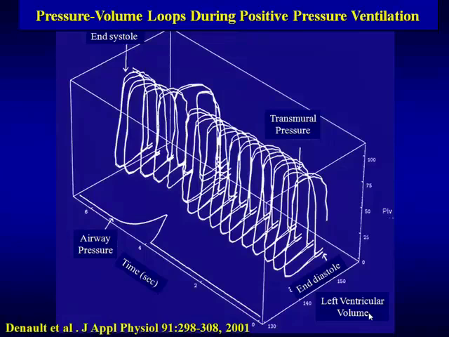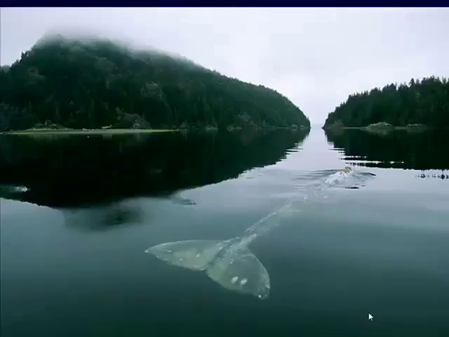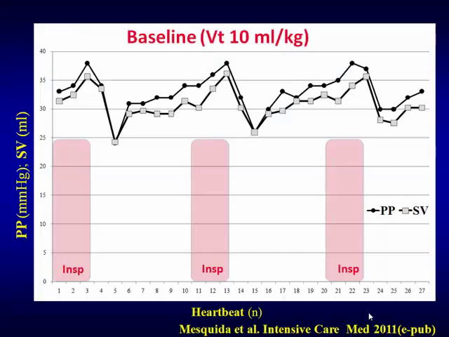So André Denault, when he was here, looked at the pressure volume loops of the left ventricle and showed that during positive pressure breathing, look at how it collapses down the left ventricle. One can think of it like a whale moving through a sound. With positive pressure breathing, the volume of the ventricle gets bigger and smaller. And in a paper that's coming out this month in Intensive Care Medicine, Jaime Mesquida and Youngoo Kim demonstrated that the pulse pressure and the stroke volume of the left ventricle always fall right after the positive pressure breath.